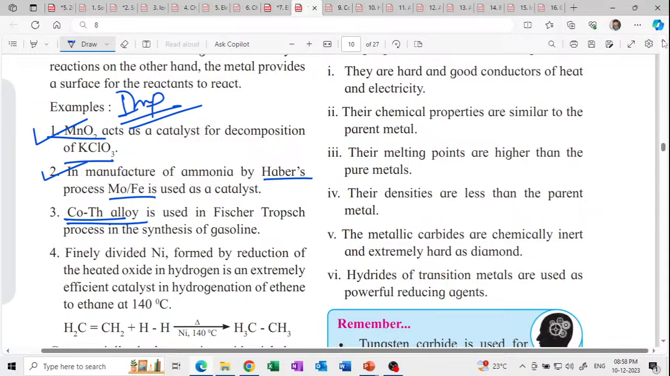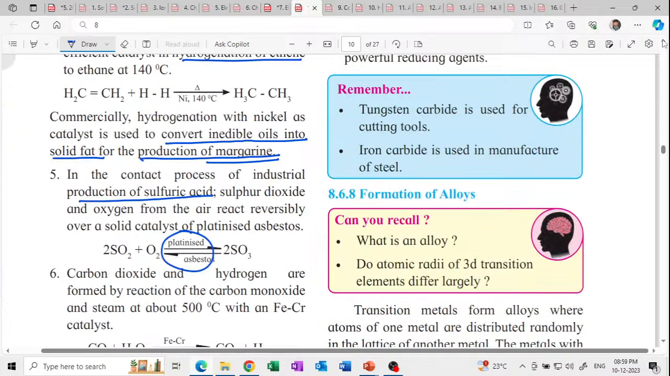Next is nickel, Raney nickel. Nickel is used for the hydrogenation of ethene. It is also used in the production of margarine, the conversion of inedible oil into solid fats. Get it? That's nickel. Next is platinized asbestos. It is used for the production of sulfuric acid, the contact process. It should be represented as the contact process.